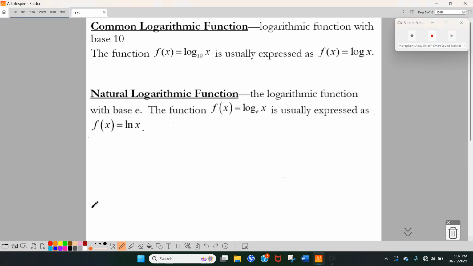Sorry, I'm trying to multitask. I just got a text. I'll pause and make this make sense.